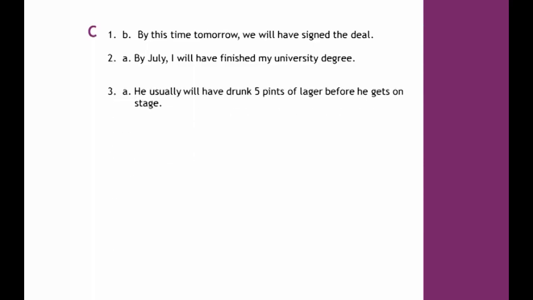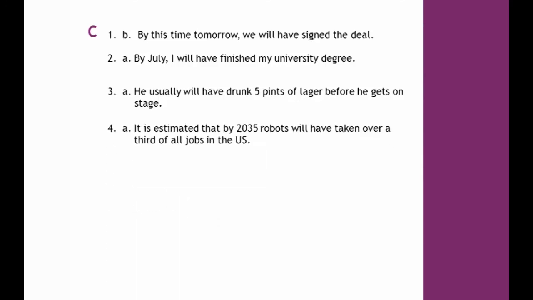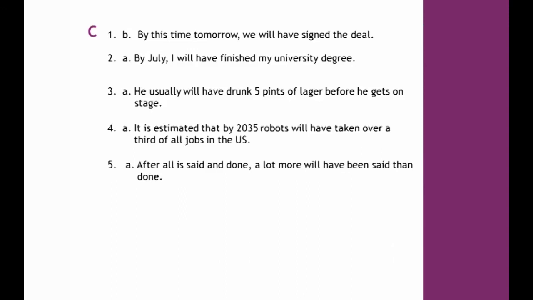And then for the third is letter A. He usually will have drunk 5 pints of lager before he gets on stage. Will have drunk. 4 is letter A again. It is estimated that by 2035, robots will have taken over a third of all jobs in the US. Will have taken. And the fifth one is letter A. After all is said and done, a lot more will have been said than done.